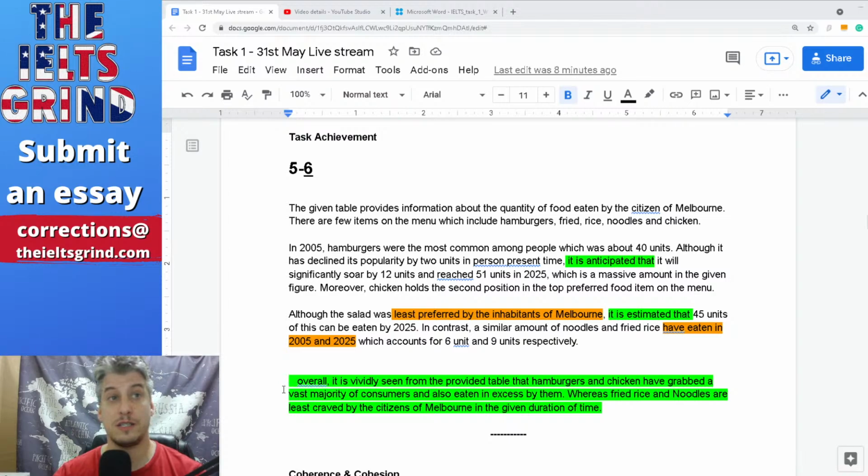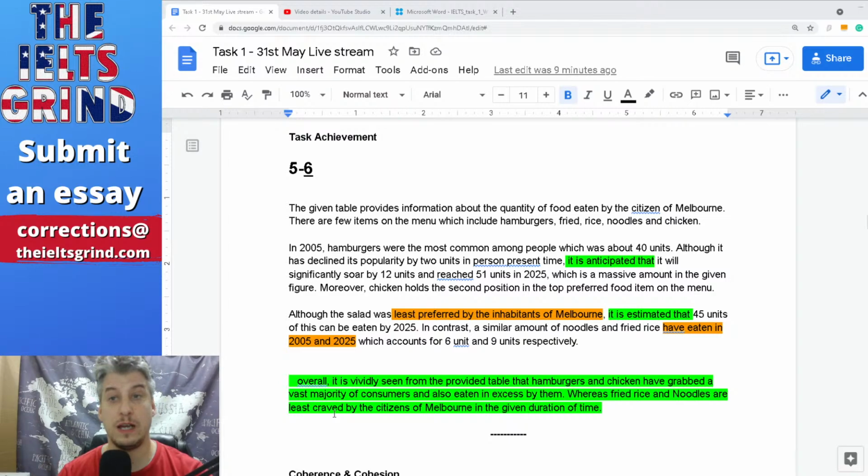If we look at the last paragraph, the overview: "Overall it is vividly seen from the provided table that hamburgers and chicken have grabbed a vast majority of consumers and also eaten in excess by them, whereas fried rice and noodles are least craved by the citizens of Melbourne in the given duration of time." So this is actually really good, because what Nazrin has done here is selected the main features. Hamburgers and chickens were consumed the most, but fried rice and noodles were consumed the least. So this is a really good paragraph, and because Nazrin has written overall as an overview, they've immediately not fallen into the trap of not writing a clear overview.